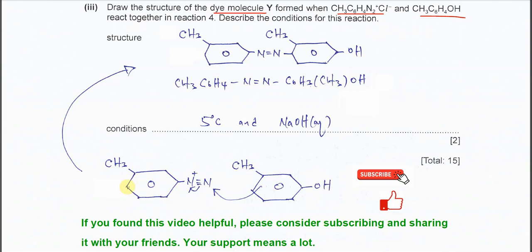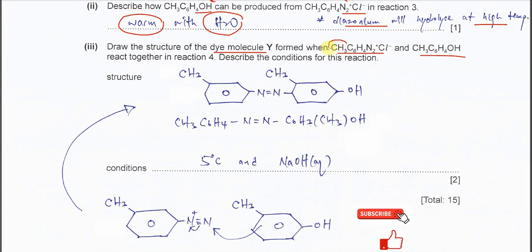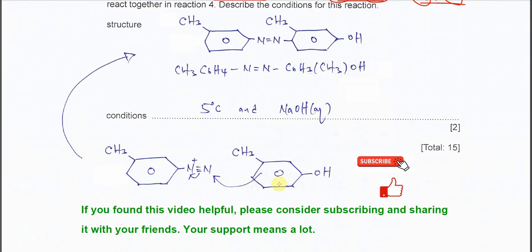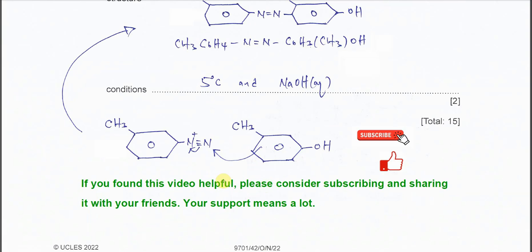We know that the benzene ring has two groups, the methyl and this ion. And this phenol also has methyl and phenol. This molecule is from this one, and this one from this. So the position of the methyl must be the same. So the phenol should look like this, and the benzene diazonium chloride should look like this, with these methyl groups. And this one is the coupling reaction.